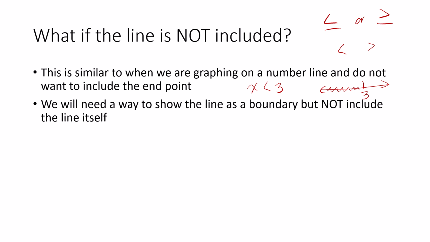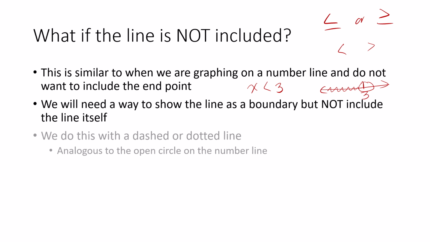So we need a way to show that the line is a boundary, but not include the line itself. When we are doing this with the number line, what we do is an open circle. We put the circle there, but we don't shade it, because shading means that it is a solution, and we know that 3 is not a solution. So what do we do if it's a line? Well, we do it with a dashed or a dotted line. So this is analogous to the open circle.